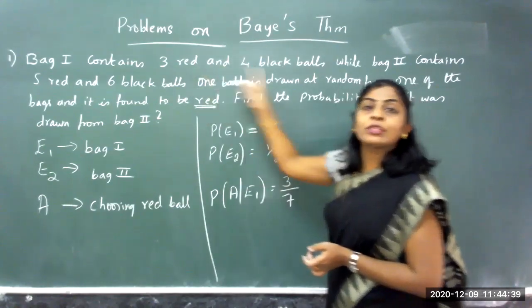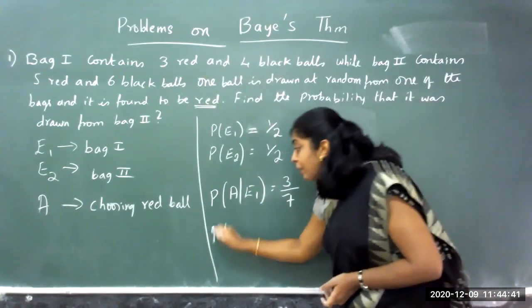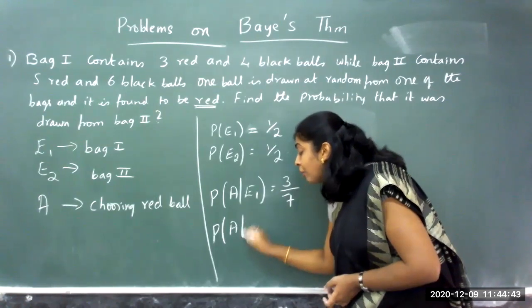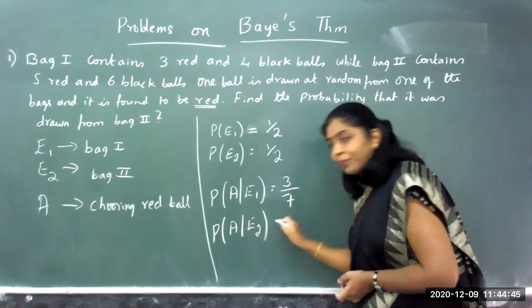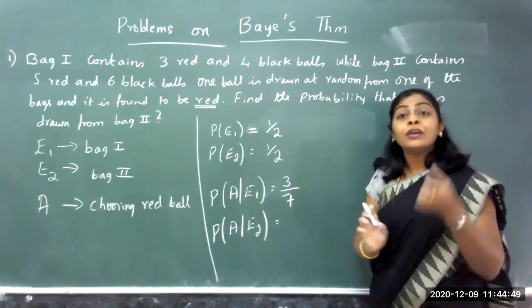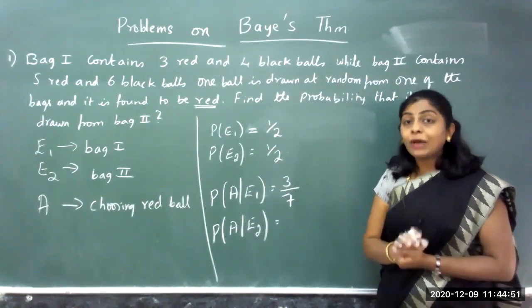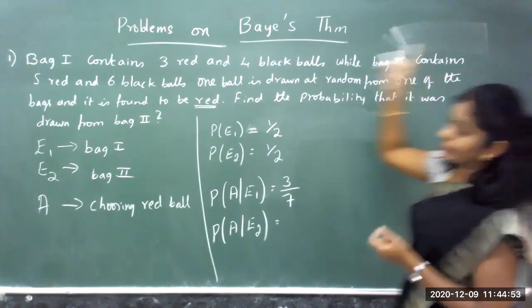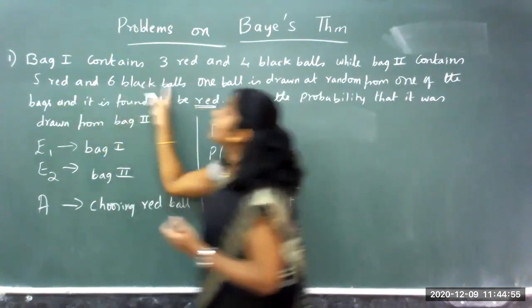How many total balls are there? 7. Now let me see the probability of choosing a red ball from bag 2. Getting a red ball, that is the event A, from bag 2. Now bag 2 contains 5 red and 6 black balls.